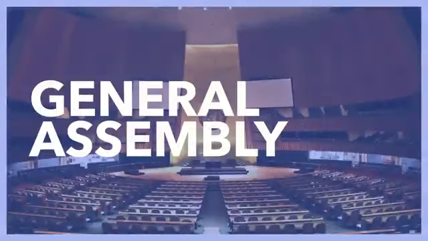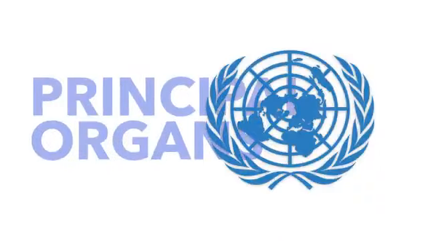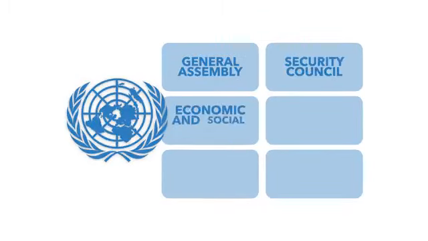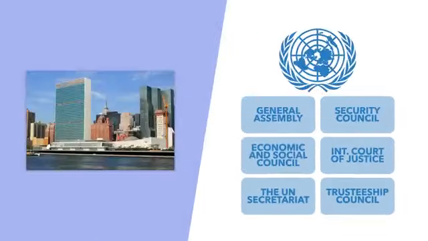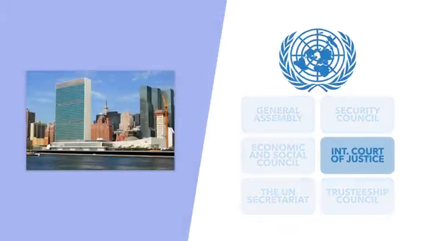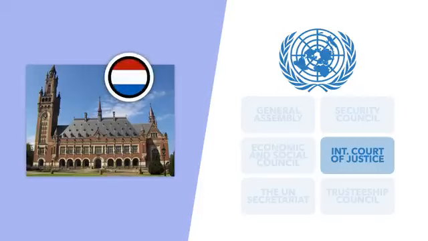We mentioned the General Assembly and the Security Council, but what exactly are they? The UN has 6 principal organs that oversee the organisation's main functions: the General Assembly, the Security Council, the Economic and Social Council, the International Court of Justice, the Secretariat, and the Trusteeship Council. Each principal organ is located at the UN headquarters in New York, with the exception of the ICJ, which is located at The Hague in the Netherlands.